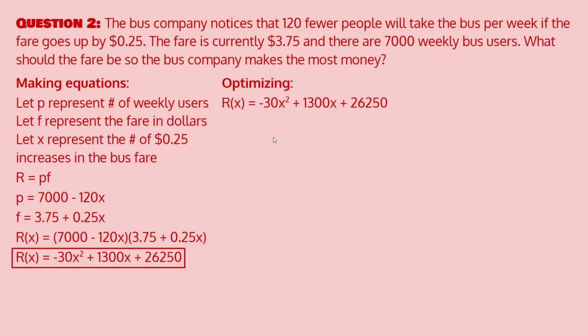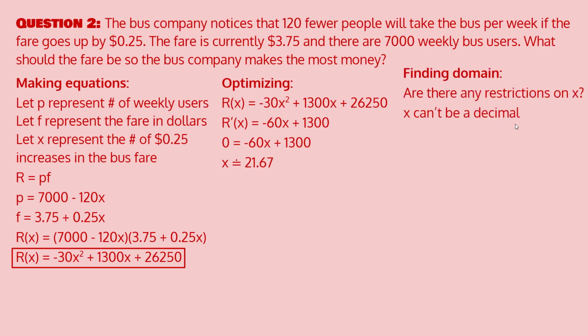So next, let's optimize this using the same methods as we did in the last question. So finding the derivative, we get negative 60x plus 1,300. Then we set that to 0. And if we solve for x, we get x is around 21.67. So now let's try to figure out the domain.